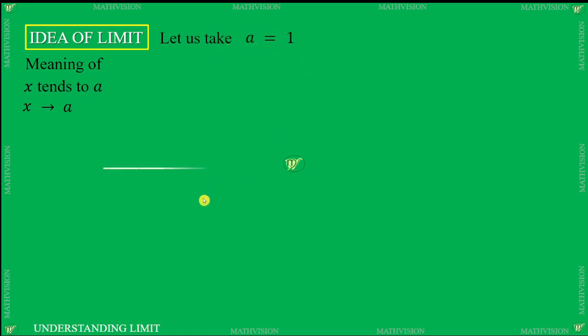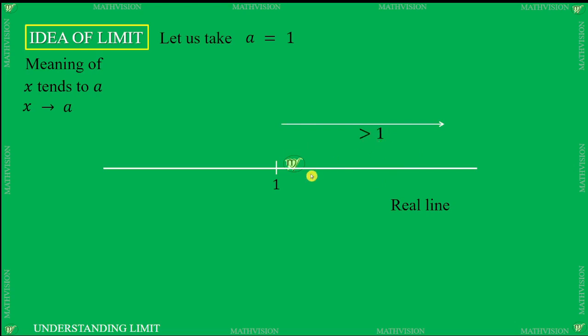Now let us draw a real line and select the point 1 on the real line. We know that to the right of 1, every point on the real line has a value greater than 1. Similarly, on the left hand side of 1, every point on the real line has a value less than 1.